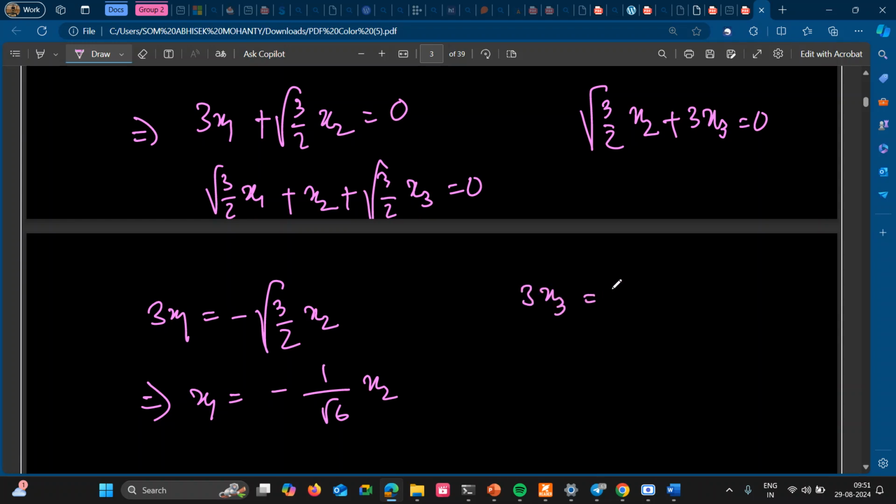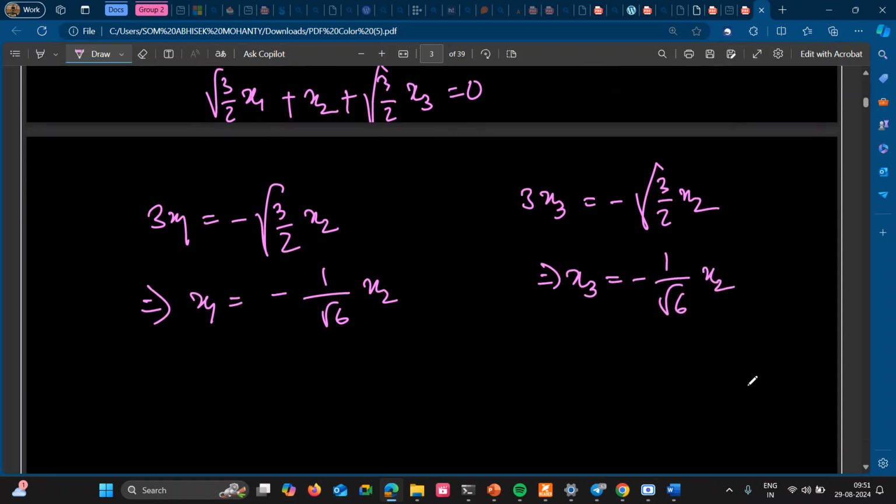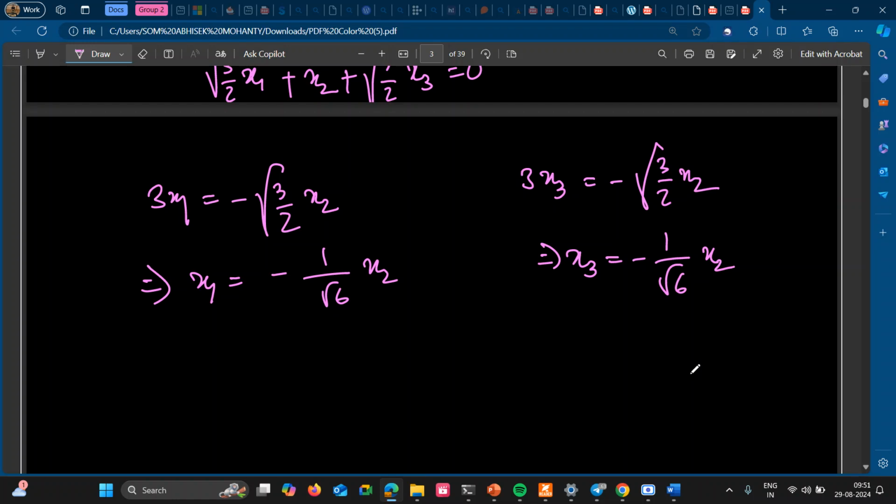x3 is equal to minus root 3 by 2 x2. So it's the same. x3 is also minus 1 by root 6 x2. So x1 and x3 are same, x2 is x2. So what is the eigenvector? The eigenvector is minus 1 by root 6 x2, x2 is x2, and it's minus 1 by root 6 x2.